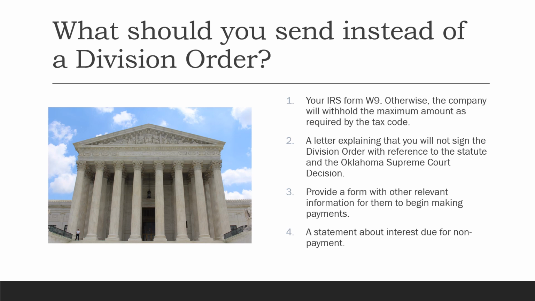Okay, we've talked about a lot of things why we should not use the division orders or even the model division order form. Instead, what should you send? Number one, send your IRS form W-9. Otherwise, the company will withhold the maximum amount as required by the tax code. Number 2, send a letter explaining that you will not sign the division order with reference to the statute and the Supreme Court decision. Number 3, provide them with a form that provides them the relevant information, the minimal information, in order for them to begin making payments. And finally, provide a statement about interest due for non-payment.